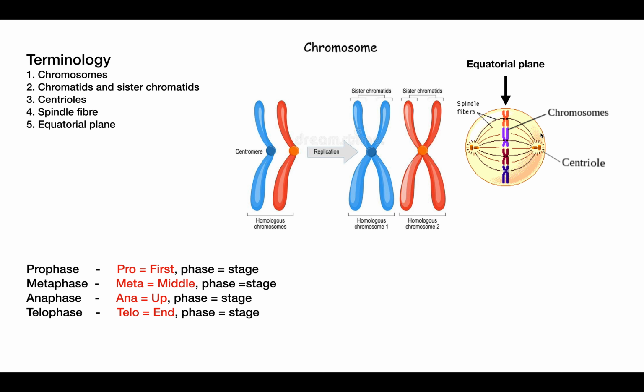Next, you need to know what a centriole is. This organelle is known as the centriole, and these are the spindle fibers, a special type of protein that helps in mitosis. The central plane is known as the equatorial plane. Also, why are the stages of karyokinesis named prophase, metaphase, anaphase and telophase? Pro for first, meta middle, ana up, telo end.